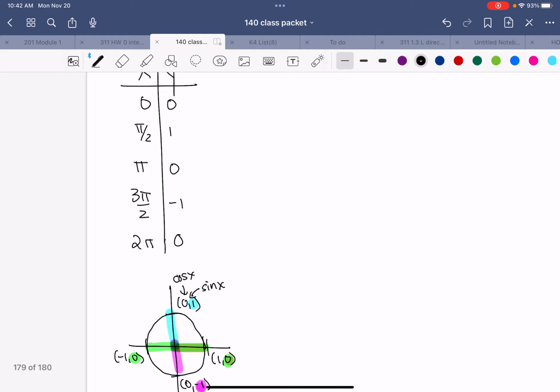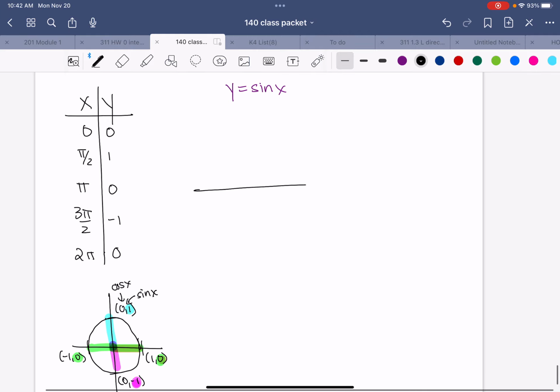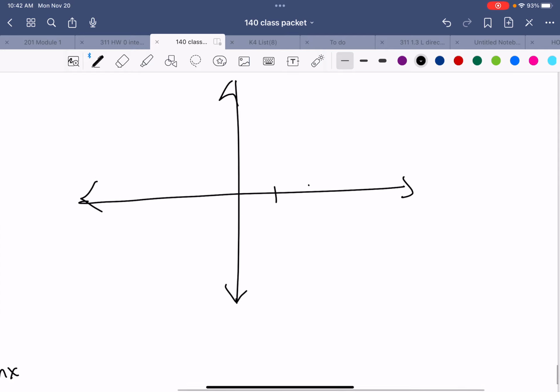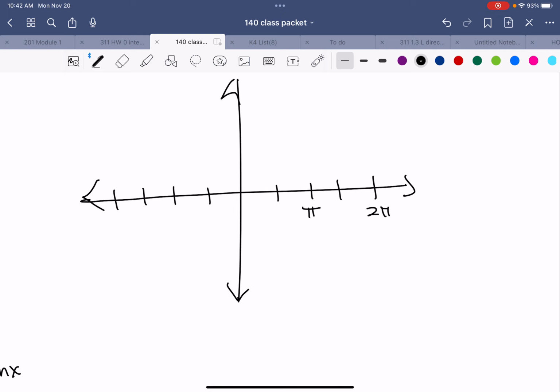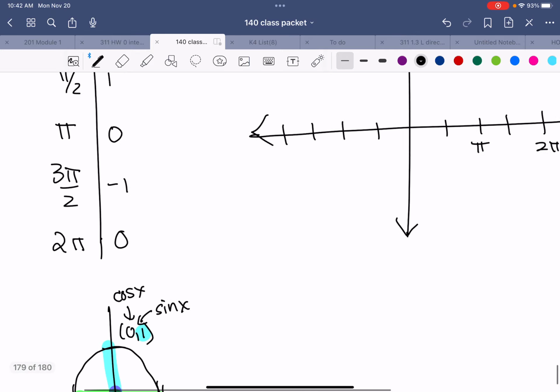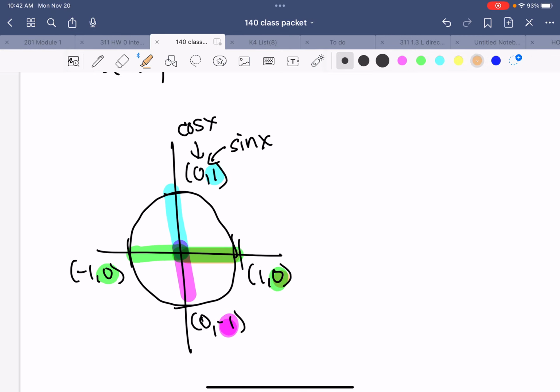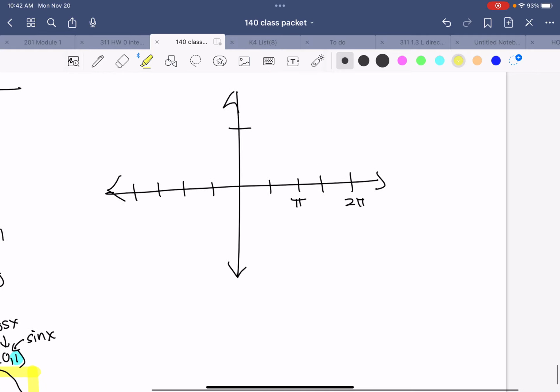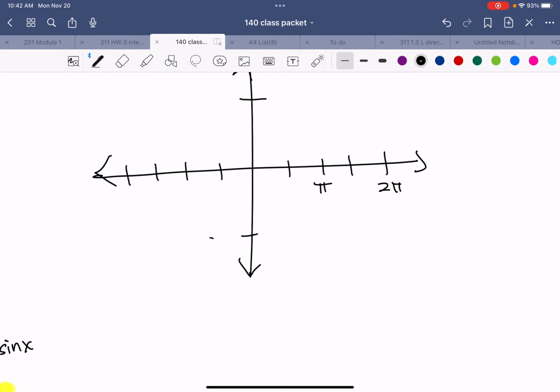Okay, so now we want to graph those. So 1, 2, 3, 4, 1, 2, 3, 4, but really this is going to be pi and 2 pi. And notice, if I look at my unit circle, that the highest number I get in this direction is 1, and the lowest is negative 1. The highest over here is 1, and the lowest is negative 1. So all of our values are going to stay between 1 and negative 1. So I'm going to have negative 1 and 1, and every given thing is going to stay within that.